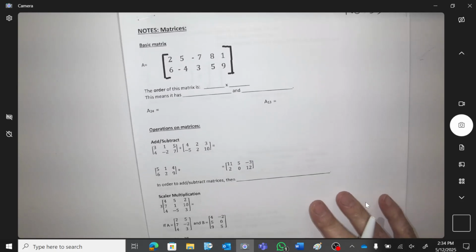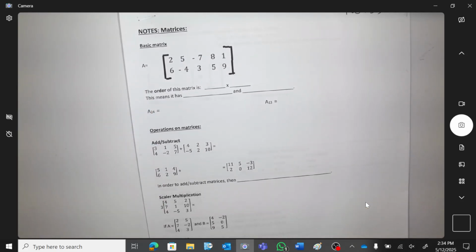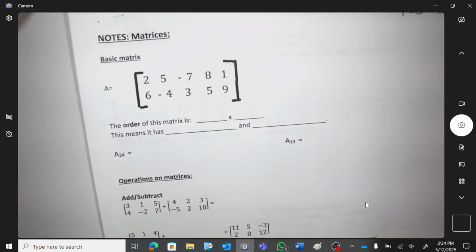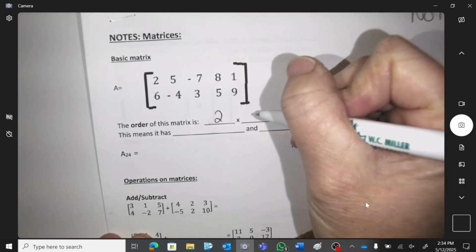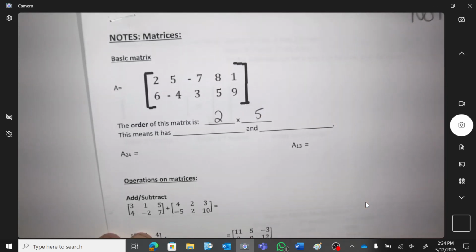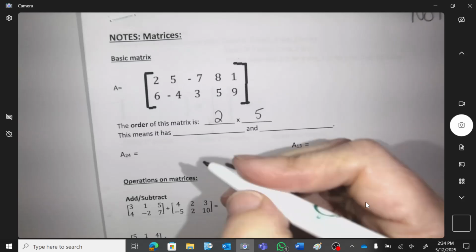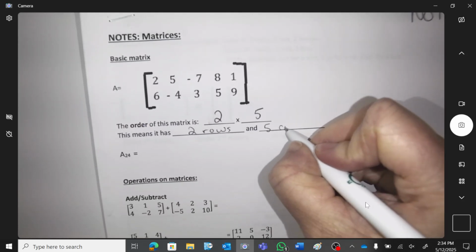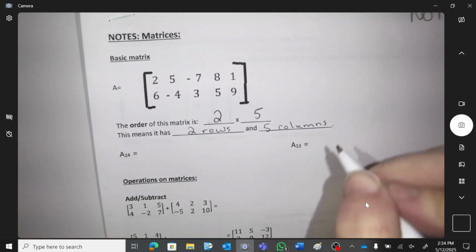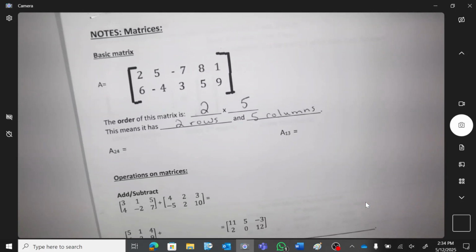Okay, so this is a matrix. We're going to call it matrix A. This is the label. So the order of this matrix is a 2 by 5. What does that mean? It means it has 2 rows and 5 columns.